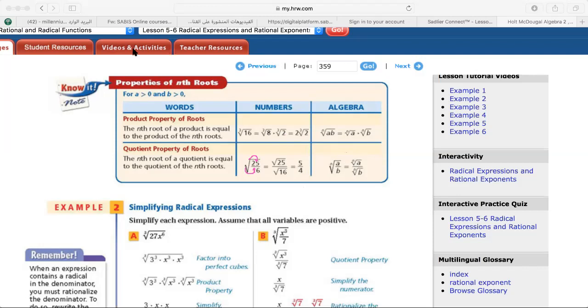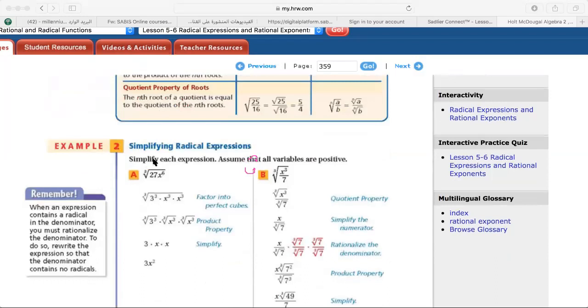Let's take an example that will make everything more clear. Simplify each expression. Assume that all variables are positive. Okay, like the cubic root of 27 multiplied by x to the power 6. 27, I will say to myself, is which number that I multiply by itself 3 times to give me 27? It is 3. So I can change 27 to 3 to the power 3.